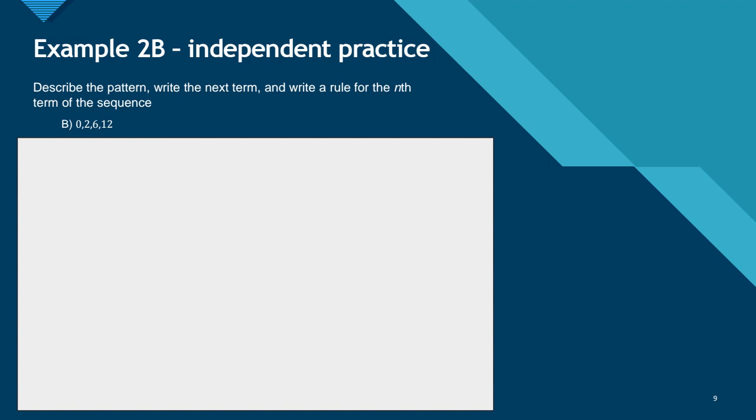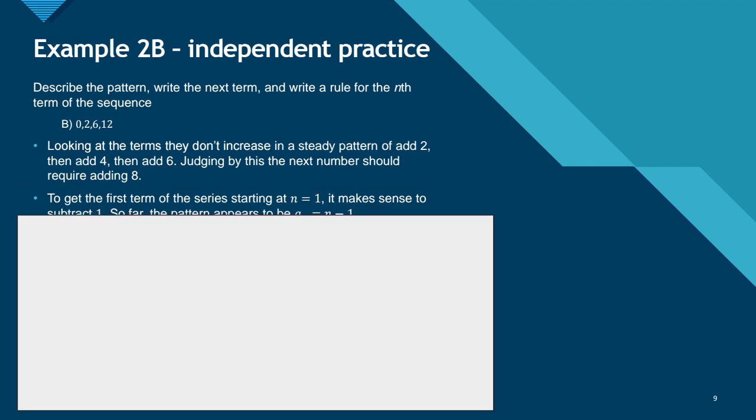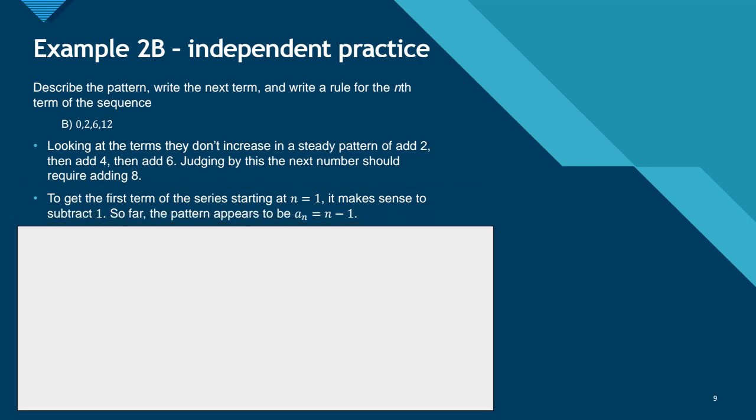All right, and now we have to write a rule for the sequence. So if we look at the terms, we saw that we add 2, then add 4, then add 6. So judging by this, the next number should require adding 8. So to get the first term of the sequence, we're starting at n equals 1. It makes sense to subtract 1 because the easiest way to get from 1 to 0 is subtract 1. So we're going to guess that the pattern is a sub n equals n minus 1, because that works for a sub 1. So a sub 1 equals 1 minus 1, which equals 0.